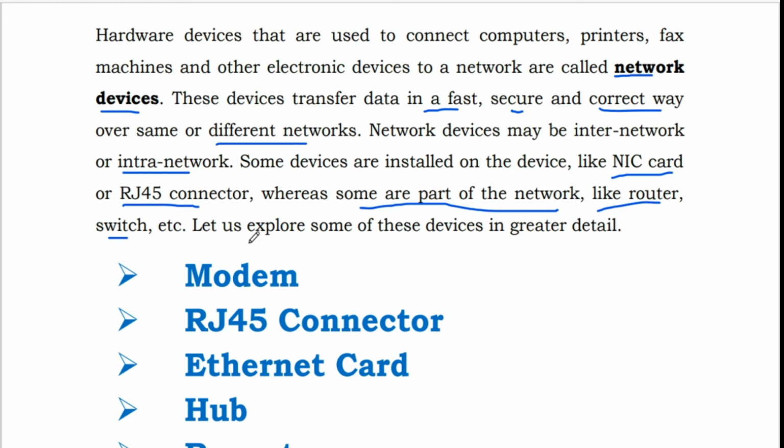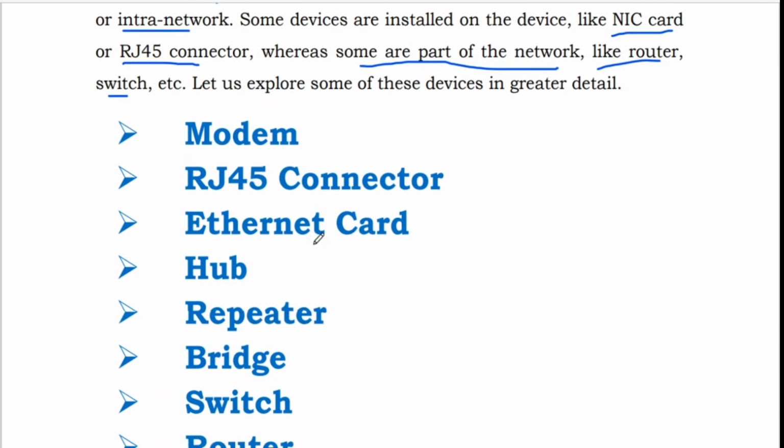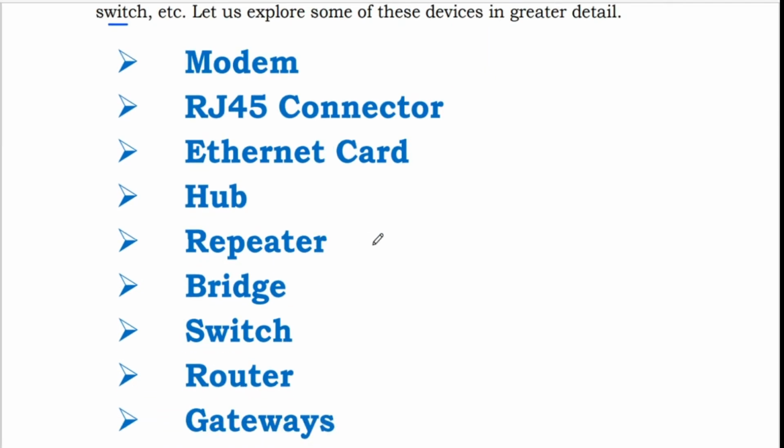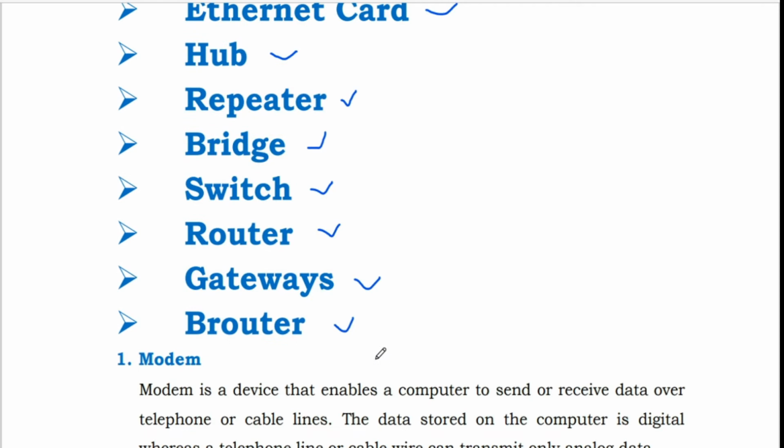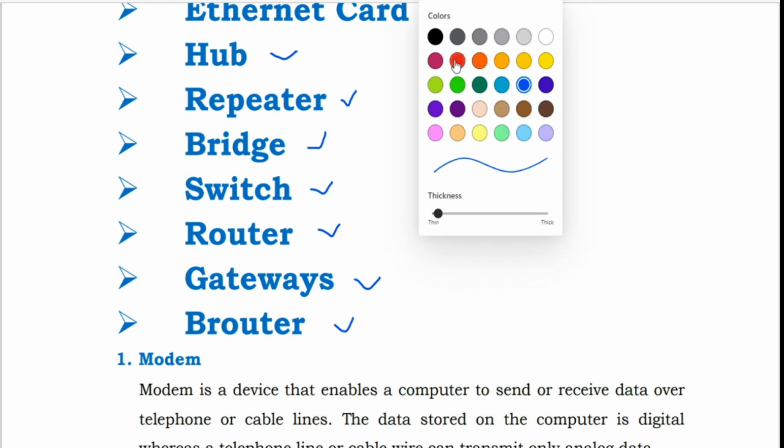So let us explore some of these devices in detail. A few of the devices that are used in networking and communication are modems, second the RJ45 connector, the Ethernet card, the hub, the repeater, the bridge, switch, router and gateways, and one more is the brouter. One by one, let us understand each concept in detail.